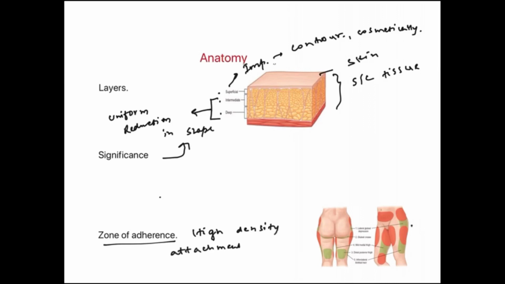And what are the zones of adherence? Zones of adherence are the areas where there is high density attachment of underlying deep fascia. So this gives the normal contour.